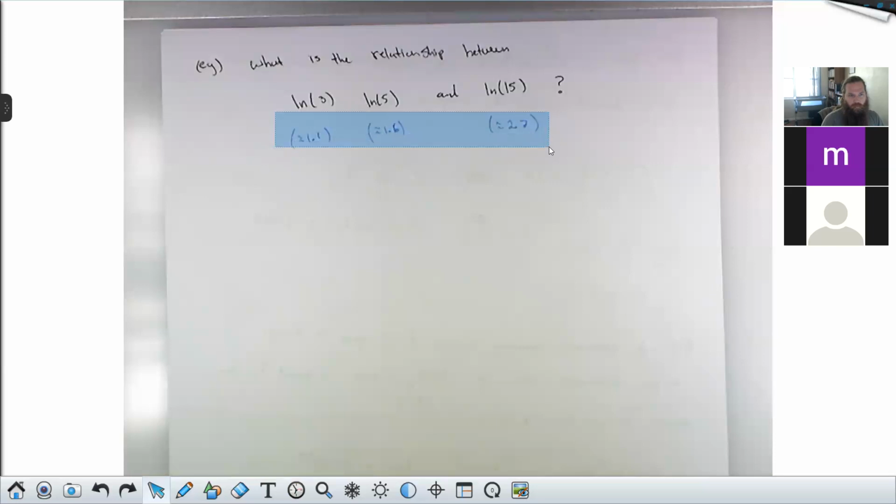If I just gave you these blue numbers and I asked you, what is the relationship between these blue numbers? You would say, certainly that's true. But let's back up. Instead of giving a statement about logarithms, just give me a statement about these blue numbers. Forget that they have anything to do with logs. What's the relationship between 1.1, 1.6, and 2.7?